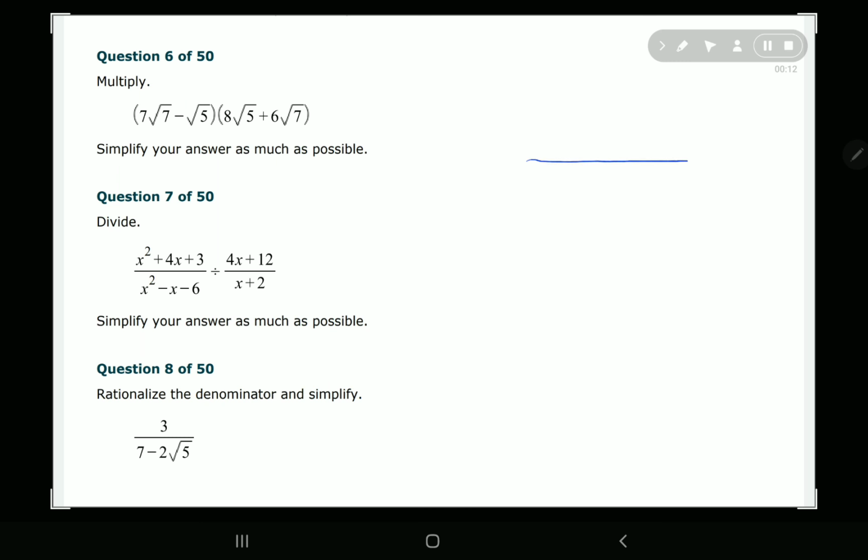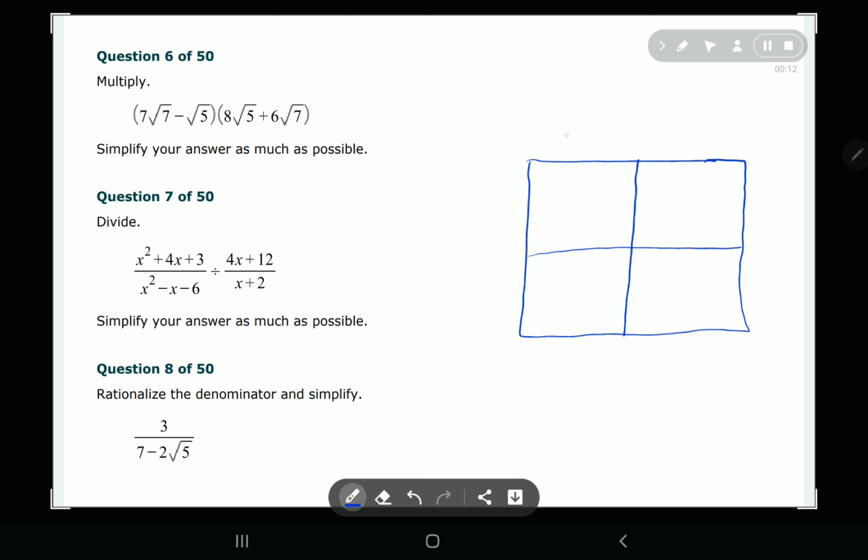I'm going to draw a box. I'm going to use the box method for distributive property. You don't have to, but I want to. I'm going to place the first binomial on the top. So I have 7 square root of 7 minus, I'm going to place a 1 in front of the square root of 5. 1 square root of 5. There is an invisible 1. My second binomial will go on the left side: 8 square root of 5 plus 6 square root of 7.